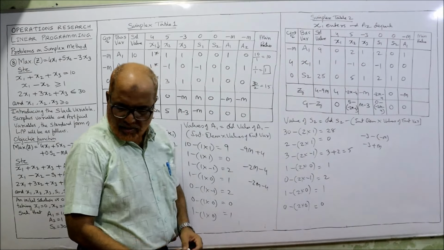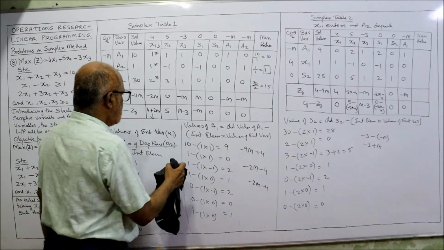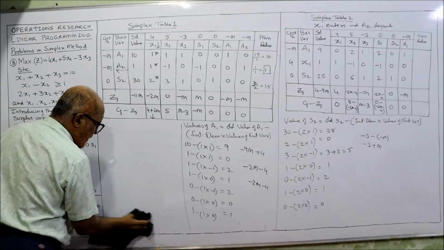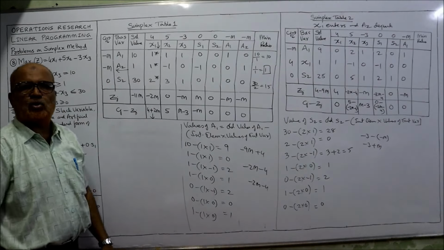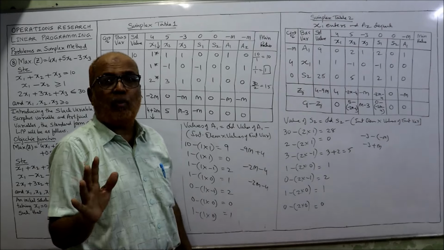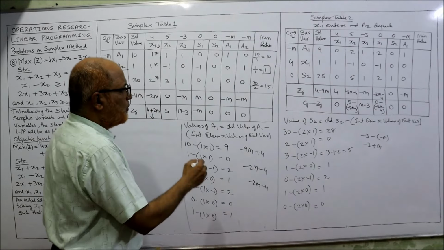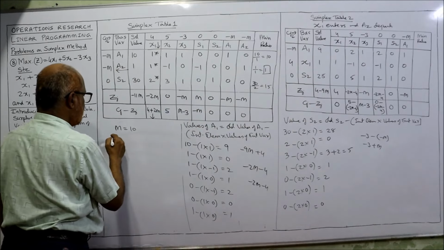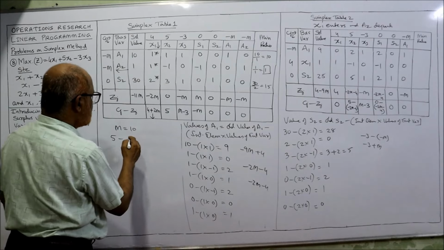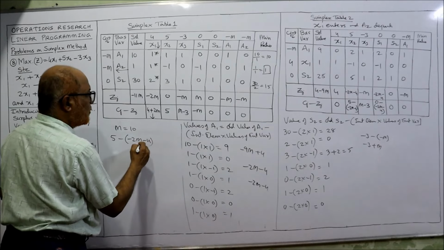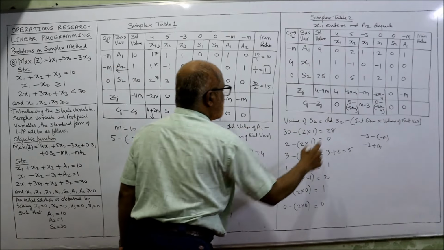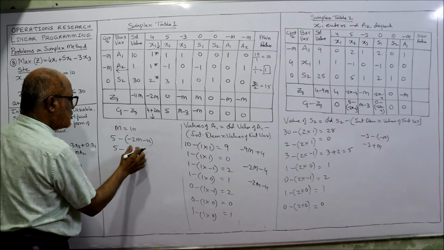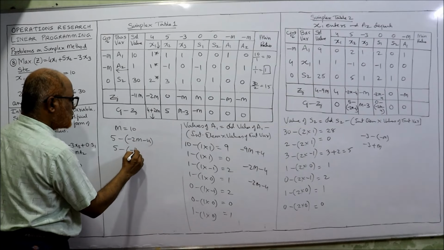That's all. Now after calculating this, the optimality check. The optimality condition says if it is a maximization problem, all the index row elements should be zeros or negative. No positive element should be there. But here we suppose m is equal to 10. So the first one is 5 minus 2m minus 4, so 5 minus 20, minus 2m means minus 20, minus 4.